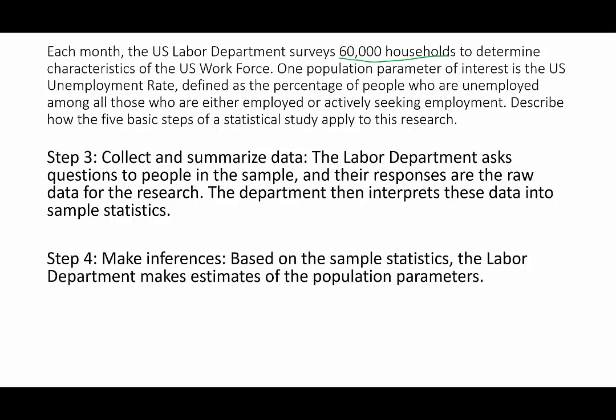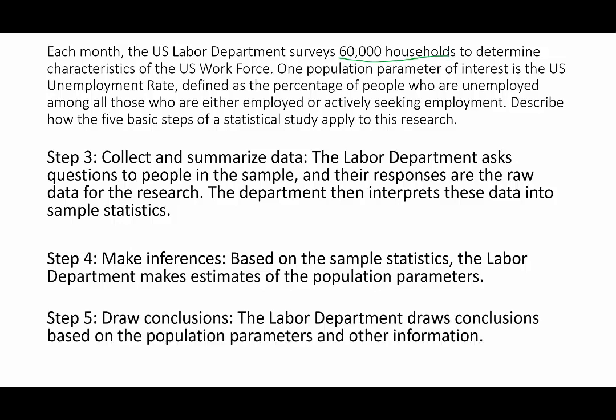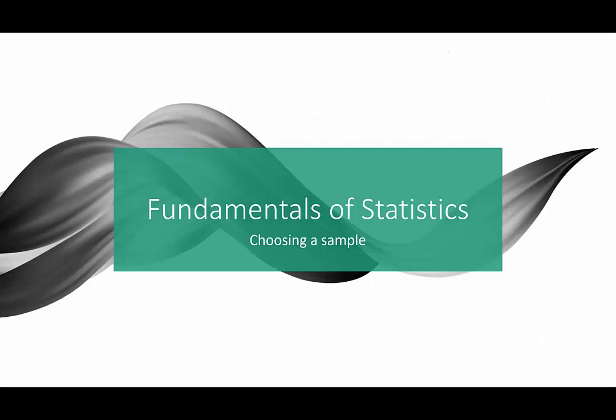Based on the sample statistics, the Labor Department makes estimates of the population parameters. And step 5, we then draw conclusions, or the Labor Department does anyway. So the Labor Department will draw conclusions based upon the population parameters and other information. So that's when we hear the unemployment rate is 9% or the unemployment rate is going up or down. It's based on these 60,000 households.